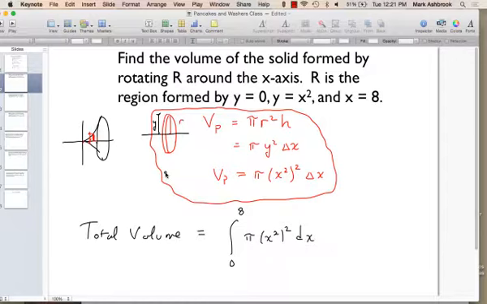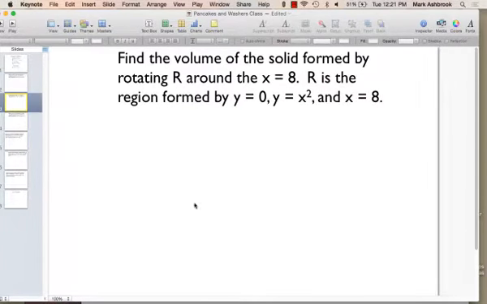Other questions? Okay, let's try this. Same region. Try a little bigger this time.